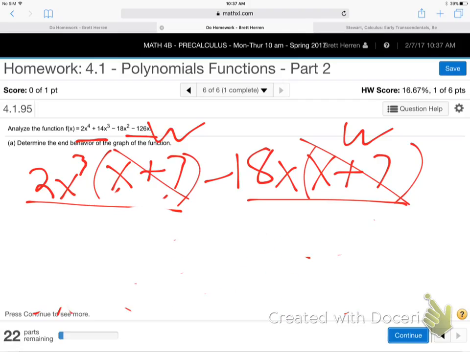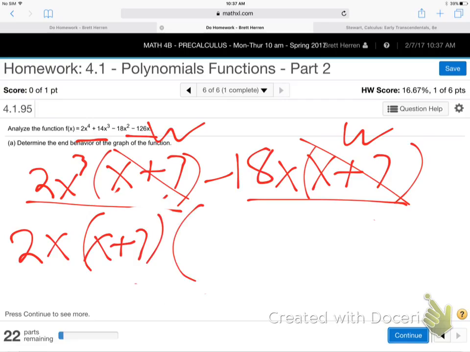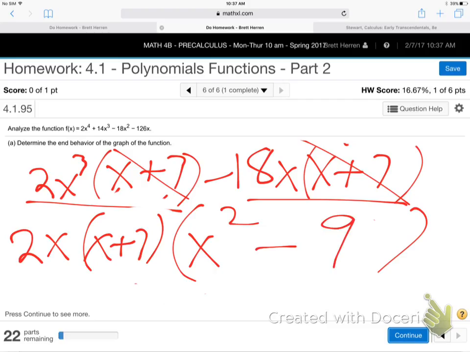So let's do that. Take out 2x parenthesis x plus 7. And what does that leave behind? X squared, and is it 9? Because all of this would go back. If the whole 2x times x plus 7 multiplied x squared, it would be 2x cubed, x plus 7. And if the whole 2x times x plus 7 multiplied 9, it would be 18x, x plus 7. Everybody see that step?